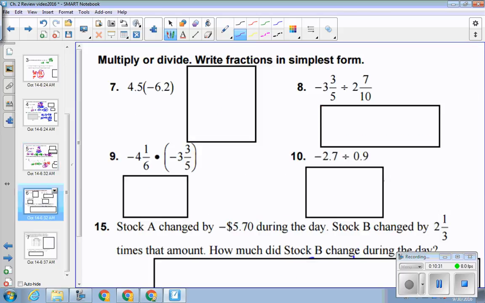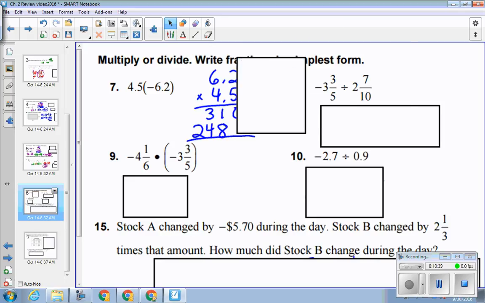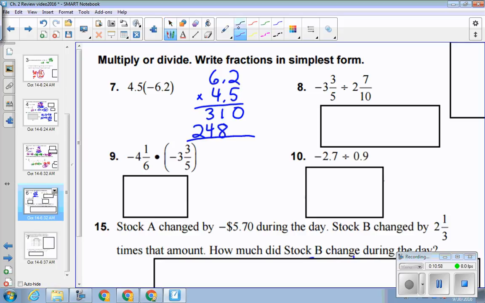Okay, now we're on to multiplication and division. So when you see parentheses, that means to multiply. So I'm just stacking my two decimals. I'm ignoring the decimal signs till the very last step. My first place, I did 5 times 62, and my second row, I did 4 times 62. Now I'm just going to add.